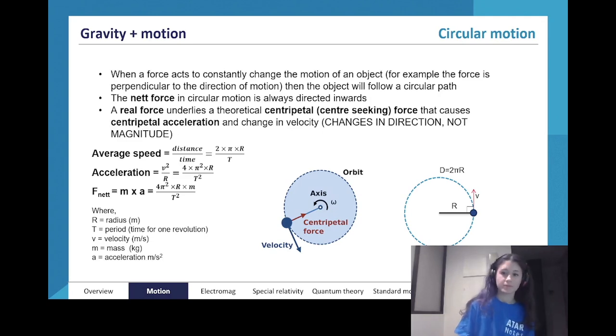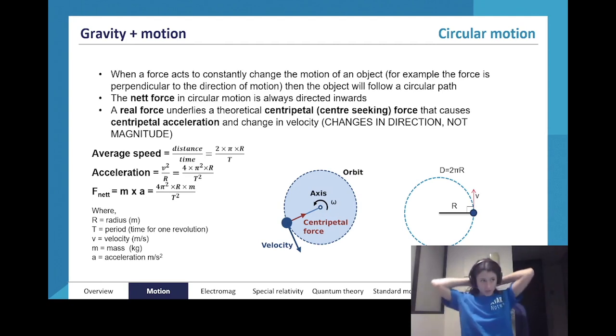Okay, so getting onto our centripetal acceleration, our circular motion. When a force acts to constantly change the motion of an object, then the object will follow a circular path.